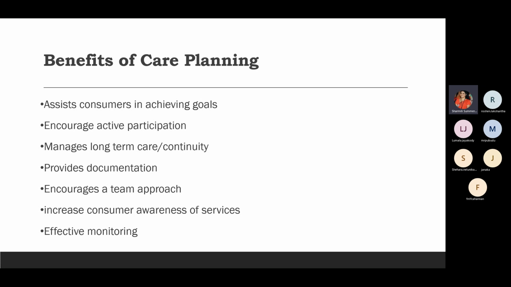Provides documentation, yes, whatever we are planning, they are written documents. Encourages a team approach, yes, I already told you, normally it is a multidisciplinary team approach, right? And increases the consumer awareness of services. Consumer awareness means healthcare receivers, right? Why? Because all we are writing, and normally we are incorporating the particular individual into the plan as well. So they also know what we are doing, right?